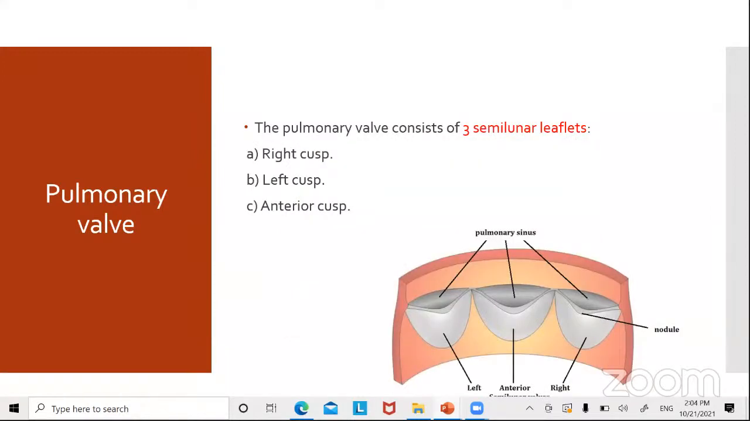The pulmonary valve consists of 3 semilunar leaflets, the right cusp, the left cusp, and the anterior cusp. Because of the semilunar shape of the pulmonary valve leaflets, this valve doesn't have an annulus in the traditional sense of a ring-like attachment.